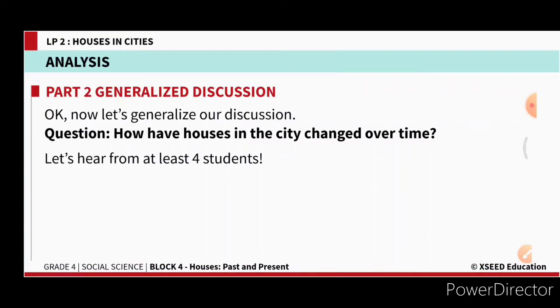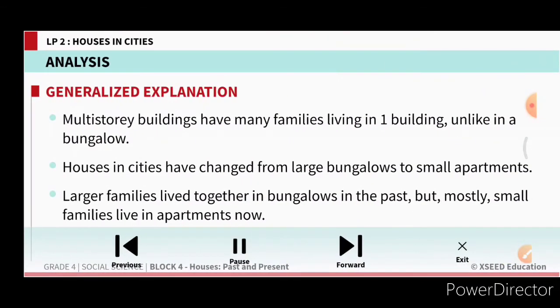How have houses in cities changed over time? Previously in the past, what kind of houses did we have? At present, what types of houses do we see in cities? Let's see.